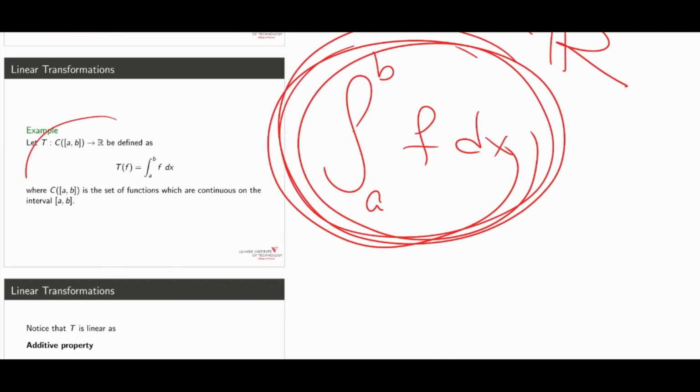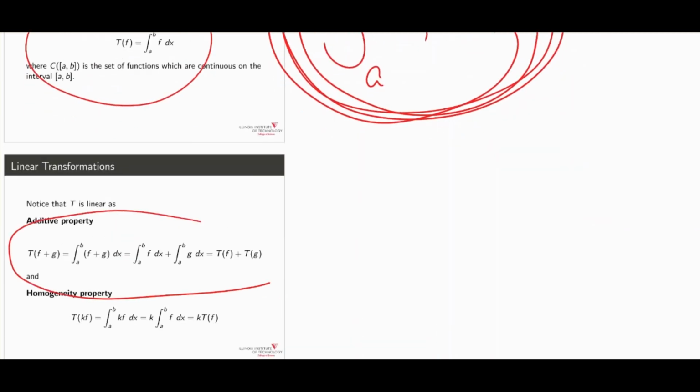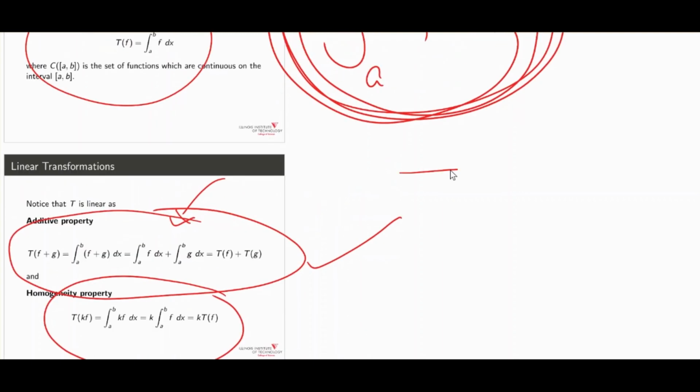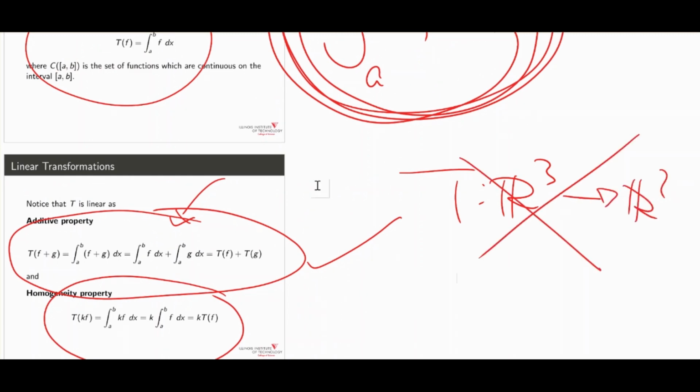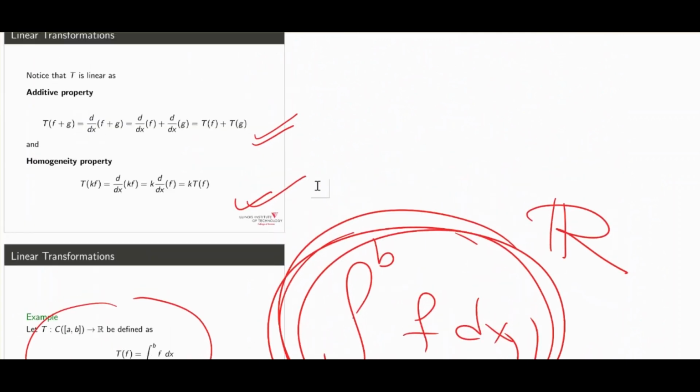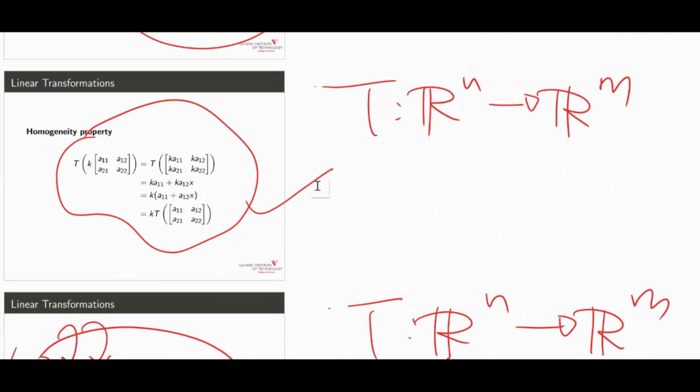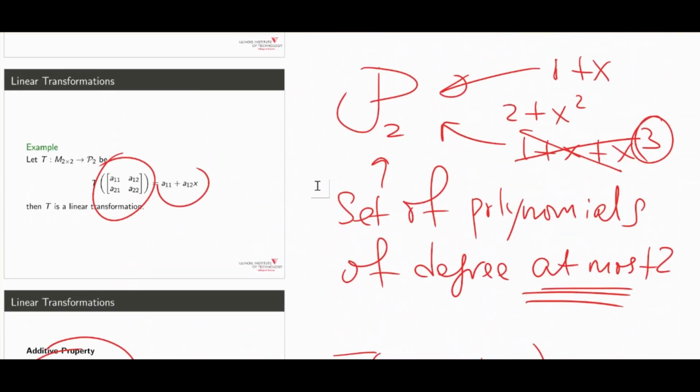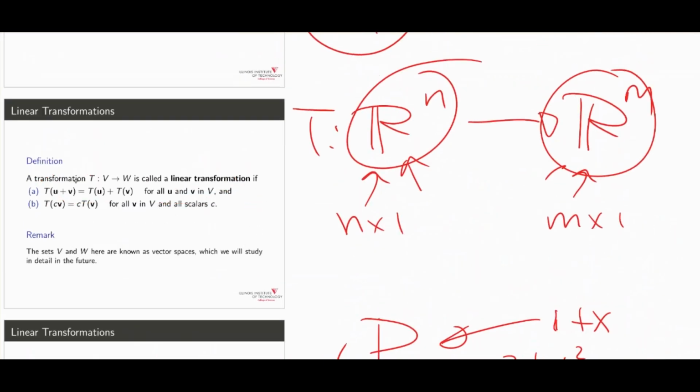And so this is also a linear transformation, because the additive property holds from the integration property, which we got from Riemann sums in calculus, and we also know that the homogeneity property holds. So this is just an example to show you that we are not restricting ourselves in this course to linear transformations like this. We can also have transformations that take functions to functions, functions to numbers, matrices to polynomials, all kinds of weird stuff, as long as we can still verify the additive and homogeneity properties. Those are also linear transformations.